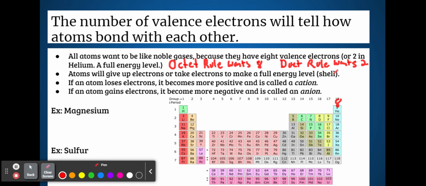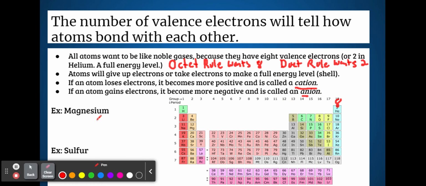And we can also call the energy levels shells. If an atom loses electrons to become like its closest noble gas, it's going to become more positive and become what we call a cation. Cat means positive, ion means it's lost electrons. If an atom gains electrons, it becomes more negative and it becomes an anion. An stands for negative, ion means gain or lose electrons.